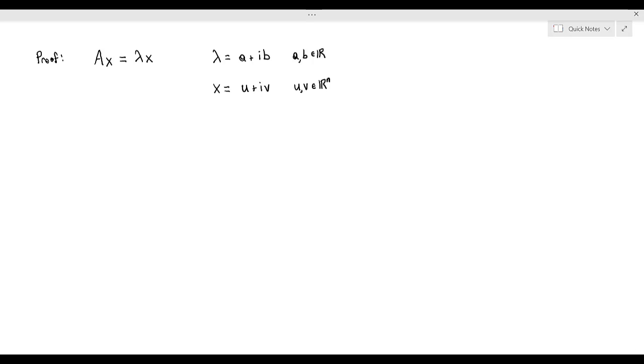Now, what I want to show is that a would be equal to 0. Because if a is equal to 0, that would mean that my eigenvalue was purely imaginary. All right. So let me rewrite Ax equals lambda x, as I replace x with u plus iv. And then I will replace lambda with a plus ib as well.